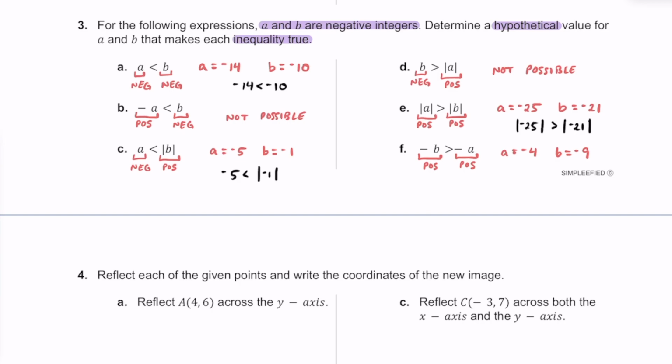Right? So would this hold true based on what we're saying here? The opposite of b, this would be the opposite of negative 9. Would that be greater than the opposite of negative 4? I think this is going to hold true, right? Because the opposite of negative 9 is going to be 9, and the opposite of negative 4 is going to be 4, so 9 would be greater than 4. All right, so as long as you chose a bigger number for a and a smaller number for b, this is going to hold true with both of them being negative integers.